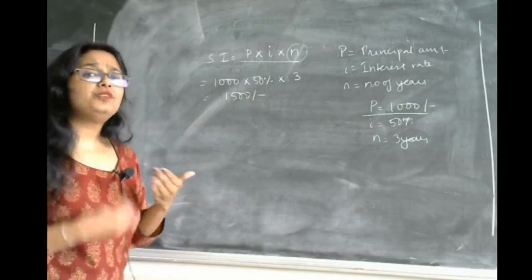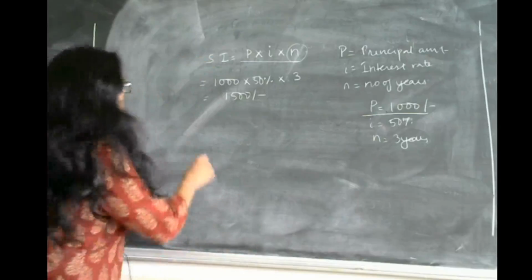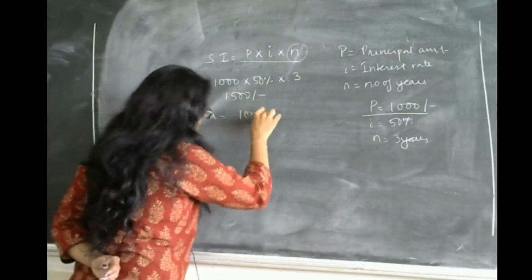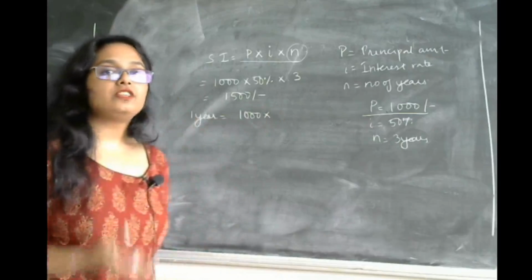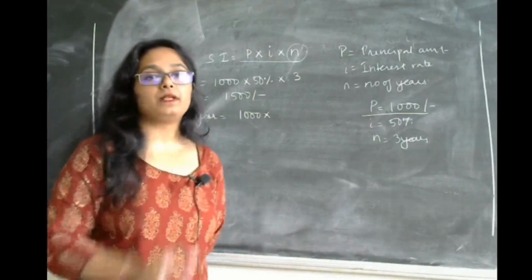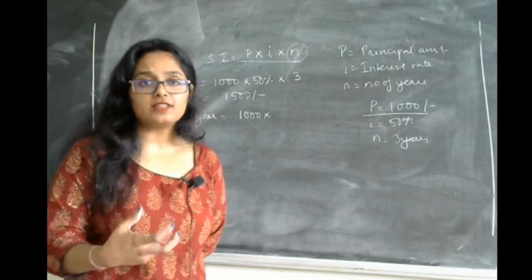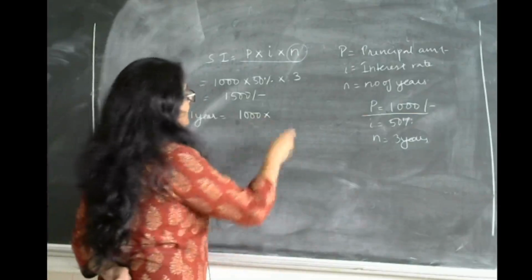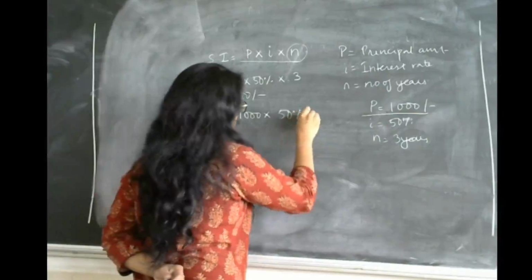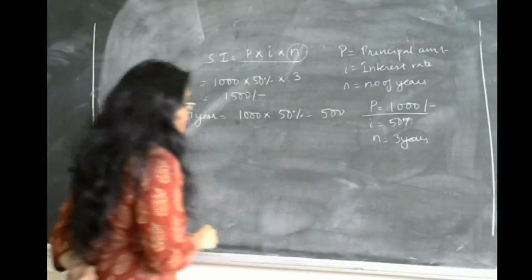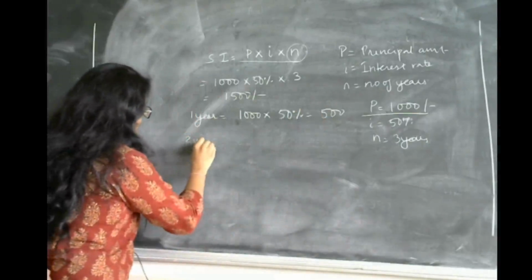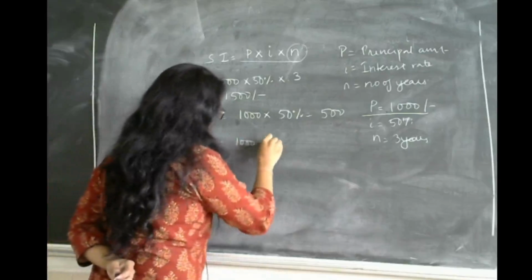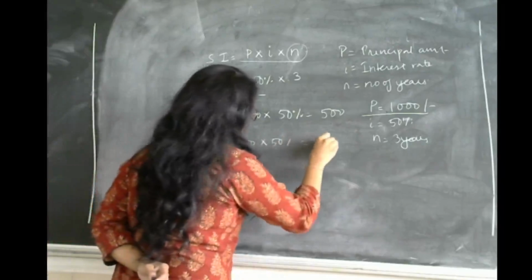Now let us do it individually for each year. Say the first year, you take your principal amount. Since in simple interest we charge the interest rate directly on the principal amount, let us do that same thing. We have taken the principal amount. Let us multiply it with the interest rate, which is 50%, which comes to around 500. Now let us repeat the same thing for the second year as well. You take 1000 rupees, multiply it with 50%, you will get 500.